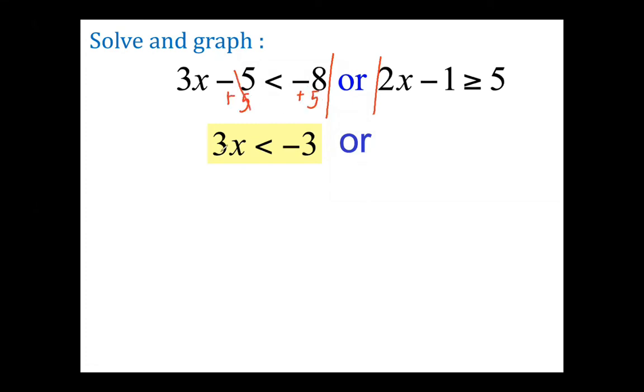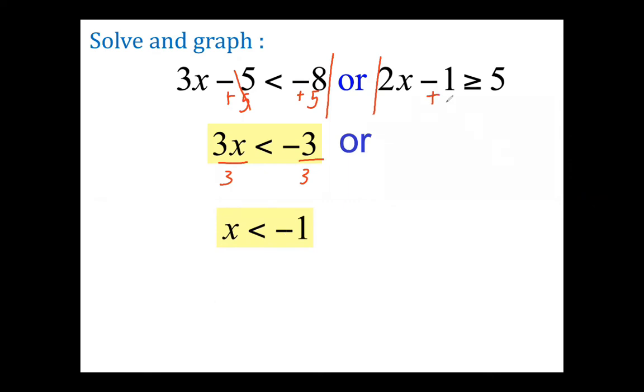5 would cancel, and you have 3x is less than -3, and you can undo multiplication by dividing both sides by 3. Now you have x is less than -1. Do the same for your other inequality.